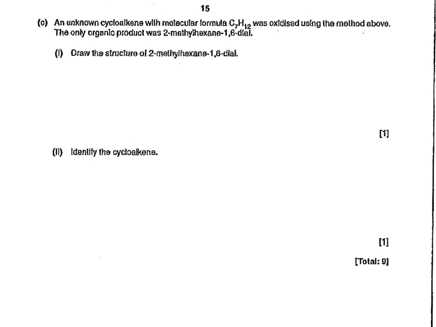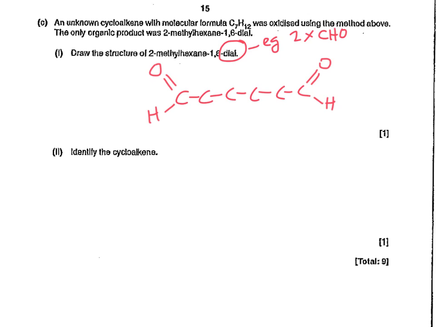And now it says an unknown cycloalkene with molecular formula C7H12 was oxidized using the method above. The only organic product was 2-methyl-hexane-1,6-dial. So they want the structure of 2-methyl-hexane-1,6-dial. So start with your main carbon chain, hexane. A dial means 2 aldehyde groups. The 2-methyl part, that can come in anywhere you want, it can be from either end. And of course you need to populate it with hydrogens as well.